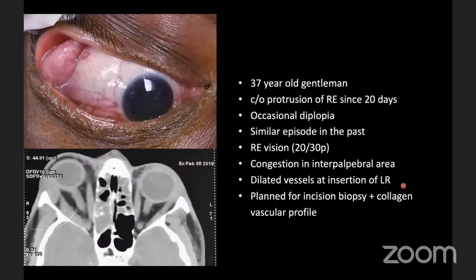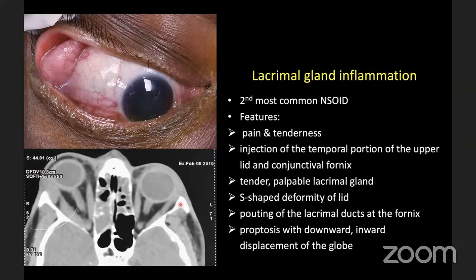So next let's move on to the lacrimal variant of NSOIs. So this is a case of a 37-year-old gentleman who had a protrusion of the right eye since 20 days. And when a detailed clinical evaluation was done, as you can see, there is congestion in the interpalpebral fissure area, and you can see that the lacrimal gland is very, very dilated. And also there's congestion at the point of insertion of the lateral rectus. So this patient was planned for an incision biopsy, and a collagen vascular profile was also advised, and it turned out to be a lacrimal gland inflammation.